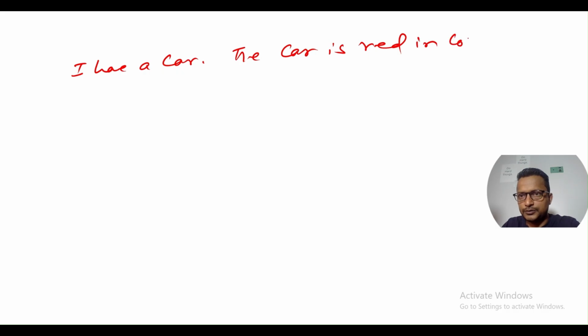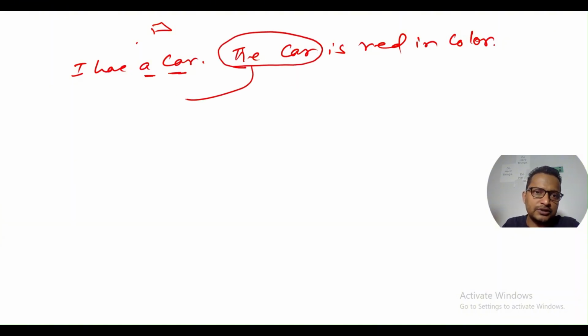For example, if I say, let's say I have a car, and then the car is red in color, for example. Okay, so now just see these 2 sentences. In my first sentence, I say I have a car because I have 1 car, right? That's why a car. Then in my second sentence, I start now with the car. So this the car is referring to this car.